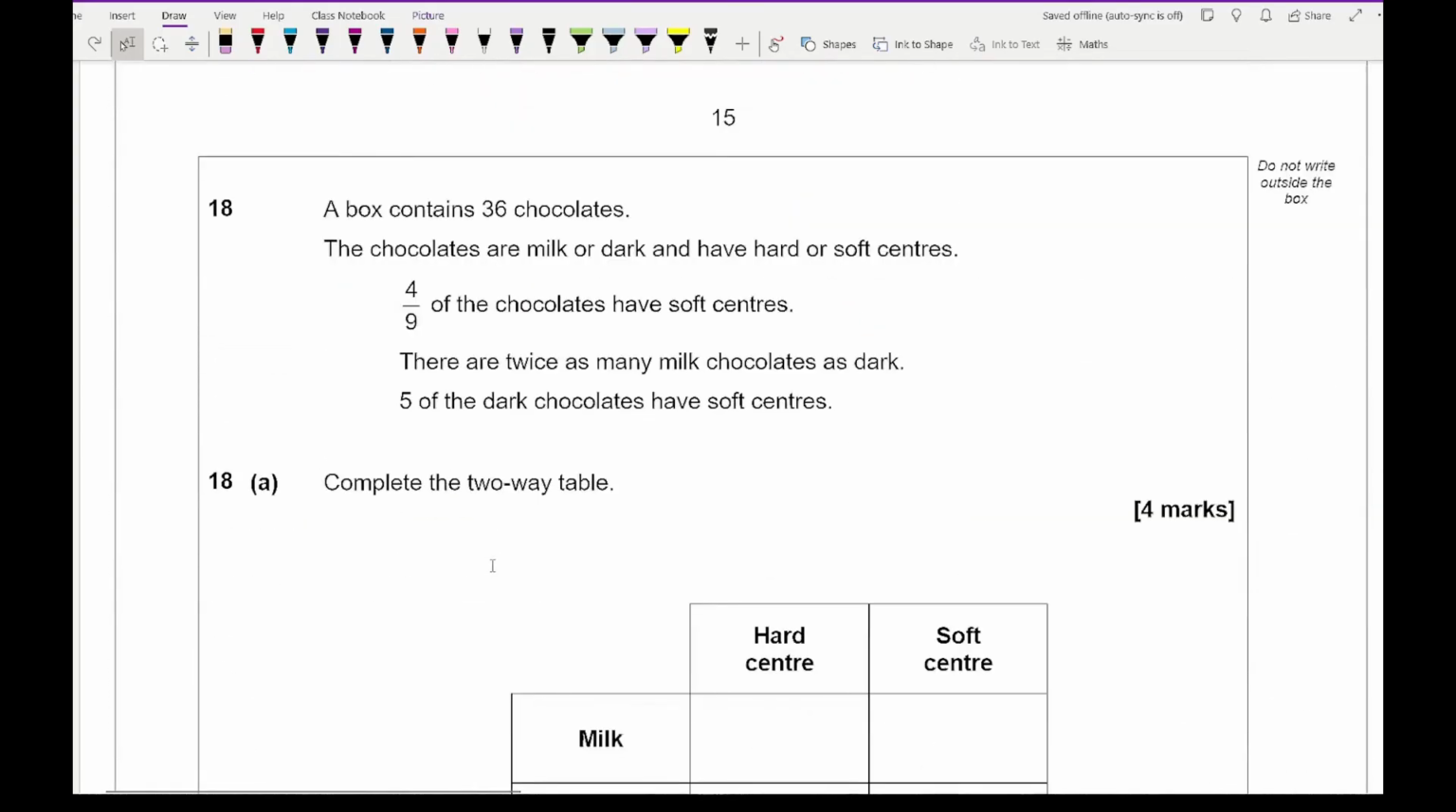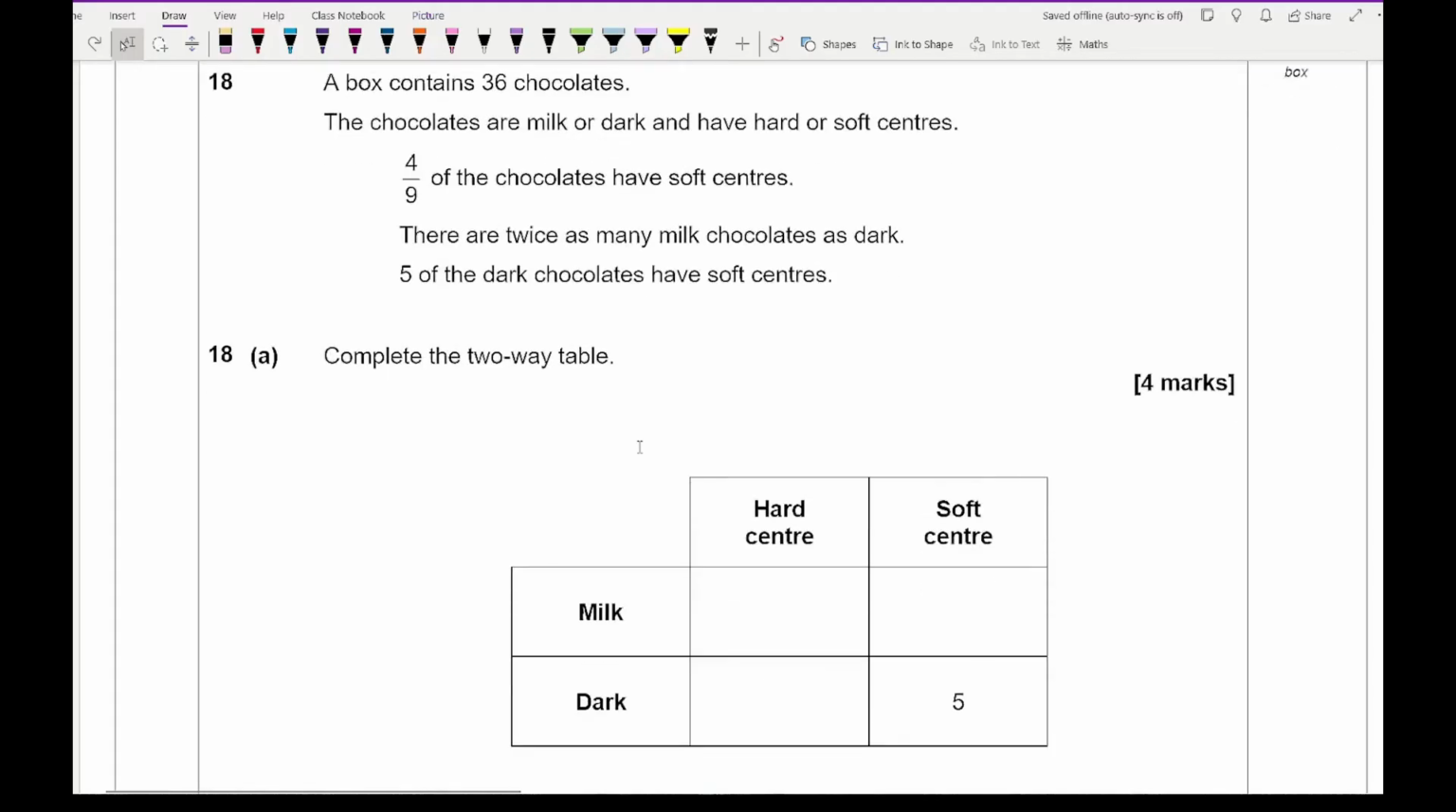Moving on to question 18, it says a box contains 36 chocolates. The chocolates are milk or dark and have a hard or soft centre. 4 ninths of the chocolates have soft centres. There are twice as many milk chocolates as dark. 5 of the dark chocolates have soft centres. So let's have a look at converting this into our two-way table. Using this, we know that the total has got to be 36. So I'll add a little additional column to help me, as those headings need to add up to 36.